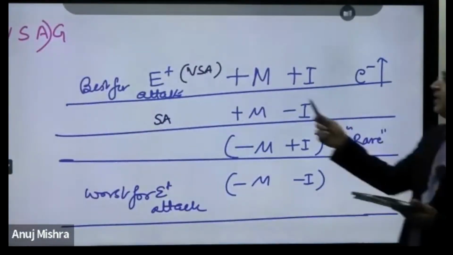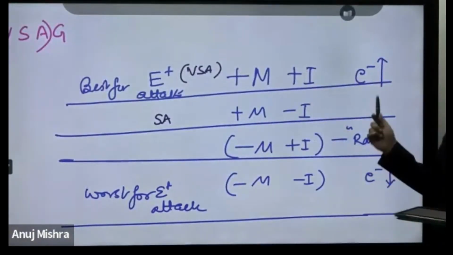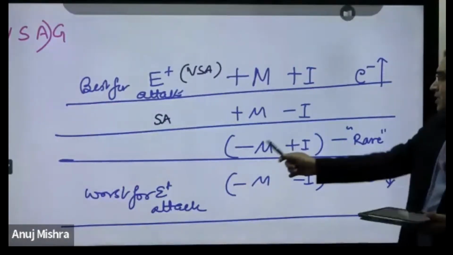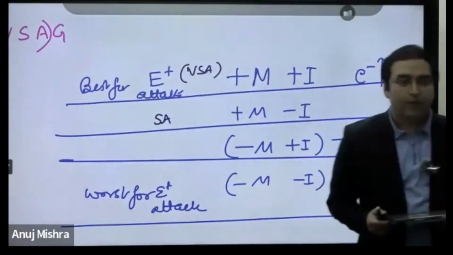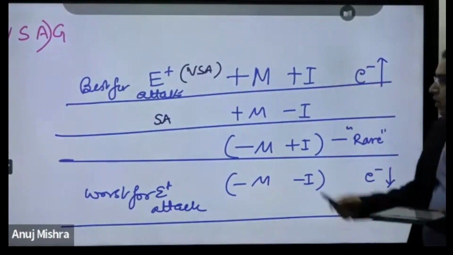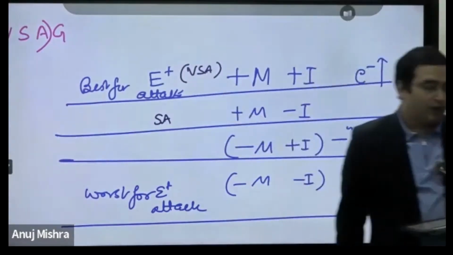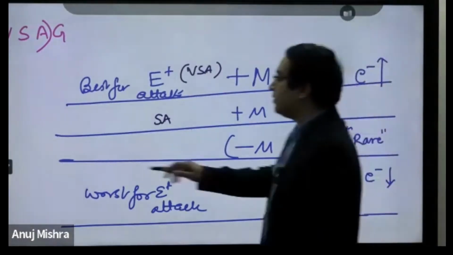So we already understand this part. What is best for E plus attack? Plus M plus I, because it will make the ring rich. What is worse for E plus attack? Minus M minus I. Minus M plus I is rare. And that's all. Please note down this thing. VSA means very strong activator. Just write it down, very strong activator. Just draw this table.